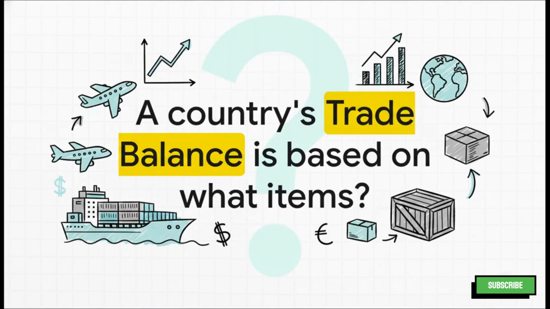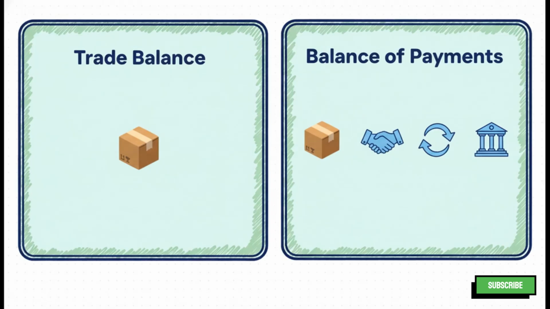And for the final question in this section, it's about the difference between 2 very important concepts. The trade balance, what kind of imports and exports does it include? The correct answer is only visible items, physical goods that you can actually see and touch.